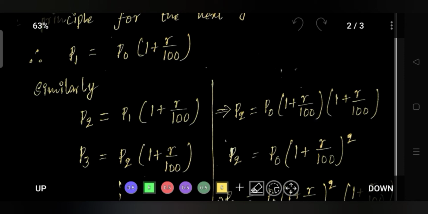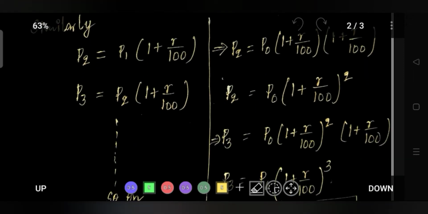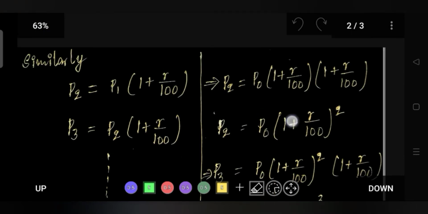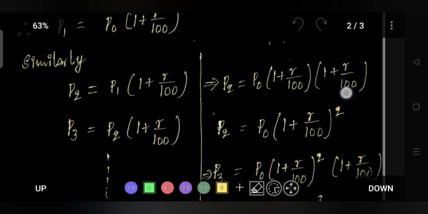For this, in multiplication with this, we have 1 plus R by 100. So we can say that the P2 value is P naught times 1 plus R by 100 times 1 plus R by 100. Here they will be multiplied together, and we will get 1 plus R by 100 whole to the power 2.